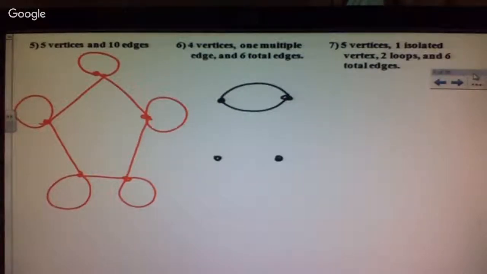Okay, try to do the specifics first. So we've got 4 vertices, we've got a multiple edge, and now it says it wants a total of 6 edges. Well, you drew multiple edges, so we already have 2. So I just need to add on 4 more. 1, 2, 3, 4.